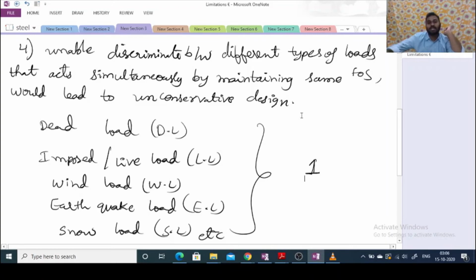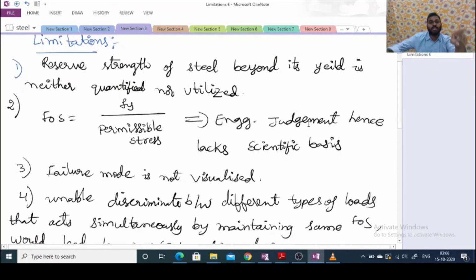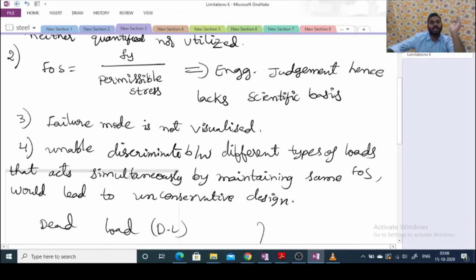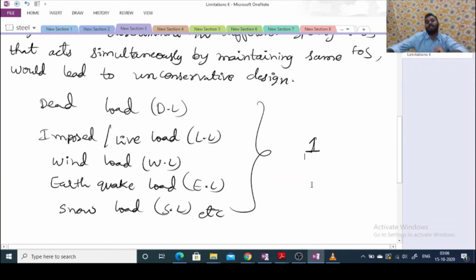Okay, which results in unconservative design, and this is considered a limitation. Is that okay? Now these are the limitations. Let us see from the first. Reserve strength of the steel beyond its yield is neither quantified nor utilized, and the factor of safety we are going to consider is purely based on engineering judgment and lacks scientific basis, and failure mode is not visualized, and being unable to discriminate between different types of loads that act simultaneously, maintaining the same factor of safety would lead to unconservative design. These are the limitations.